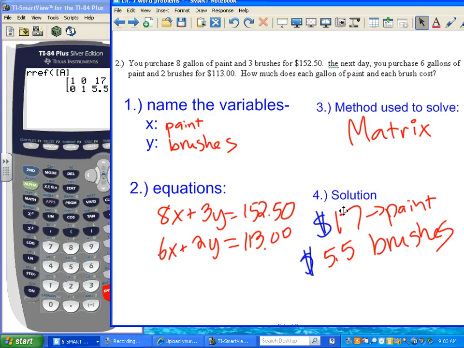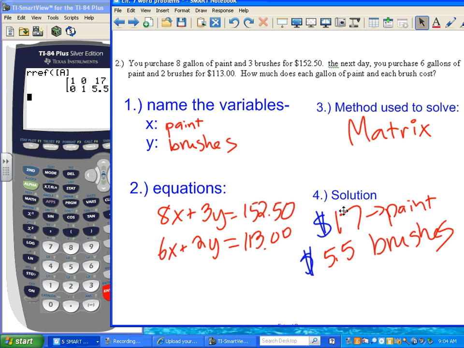If you use elimination or any other method, you're going to get the same answer, okay? But again, remember in this one, X is the $17 for the paint, Y is $5.50 for the brushes. Questions on that one? Okay. Let's take a look at number 3, and then we have you guys try one on your own.